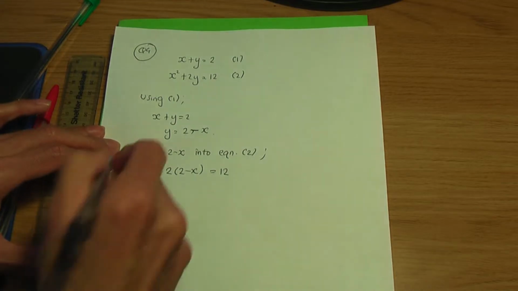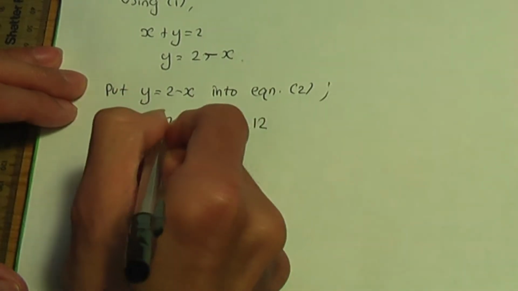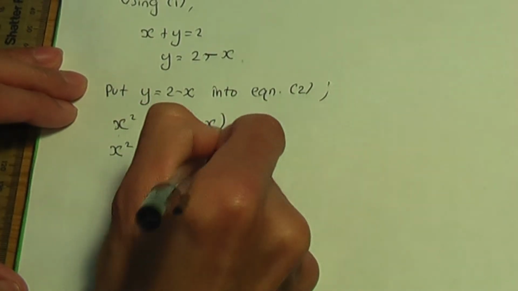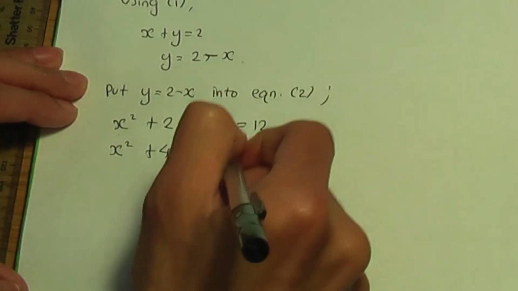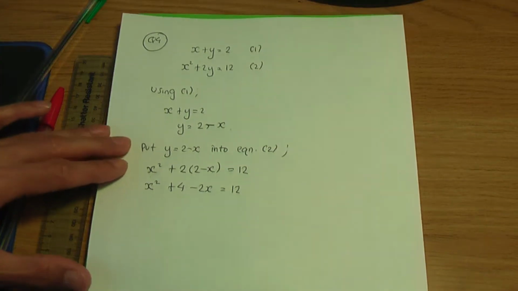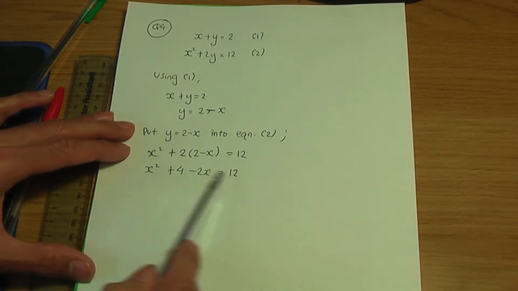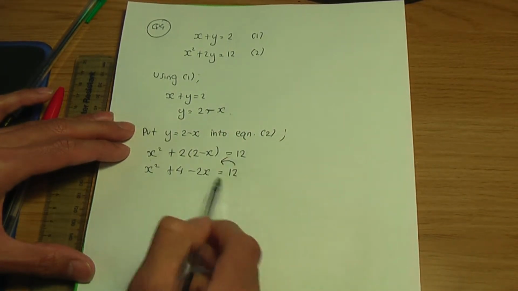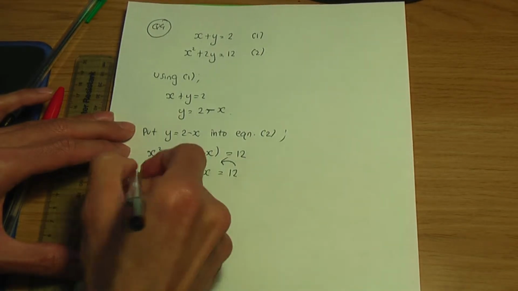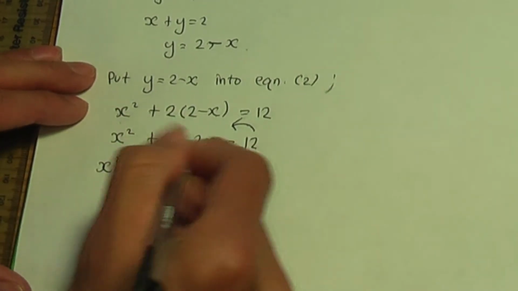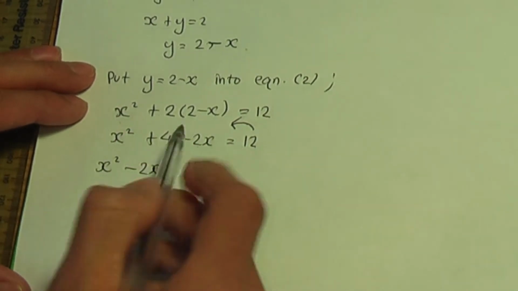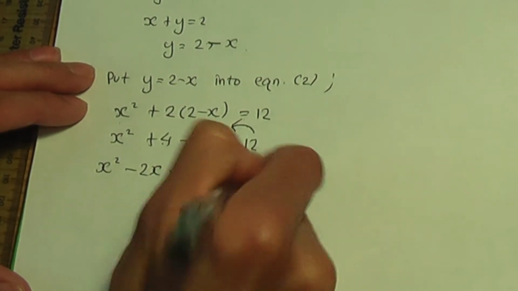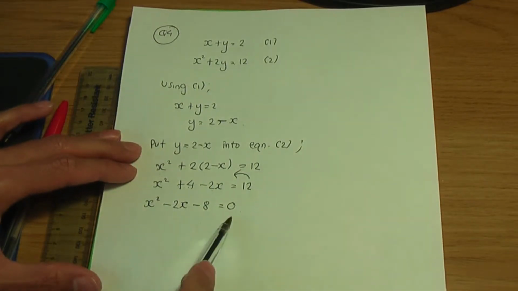Now let's get rid of these brackets. So I have x squared plus 2 times 2, which is 4, and 2 times minus x, which is minus 2x, that is equal to 12 on the right. Now the idea is to create a quadratic, so let me bring all of my terms to the left. Particularly, let me bring the 12 to the left hand side to give me x squared minus 2x, and 4 minus the 12 is minus 8, which is equal to 0. So here is my quadratic equation.